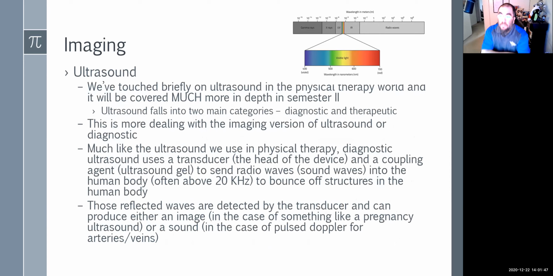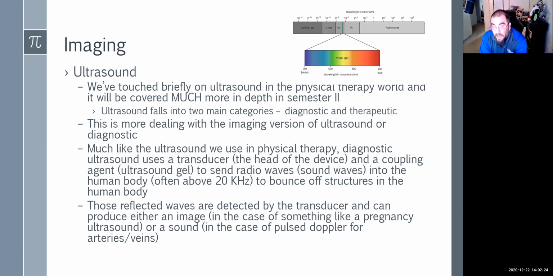So ultrasound we touched briefly on in physical therapy world, and will be covered much more in depth next semester. But understand, ultrasound primarily falls in 2 categories, diagnostic and therapeutic. We're the therapeutic version. We're going to talk a little bit about the diagnostic version today, right? Much like the ultrasound we use in physical therapy, diagnostic ultrasound uses a transducer, which is the wand in the head, right? A coupling agent, usually ultrasound gel, to send radio waves or sound waves into the human body, often above 20 kilohertz, right? And remember, when we talked about ultrasound for therapeutic uses, we're talking about megahertz, right?